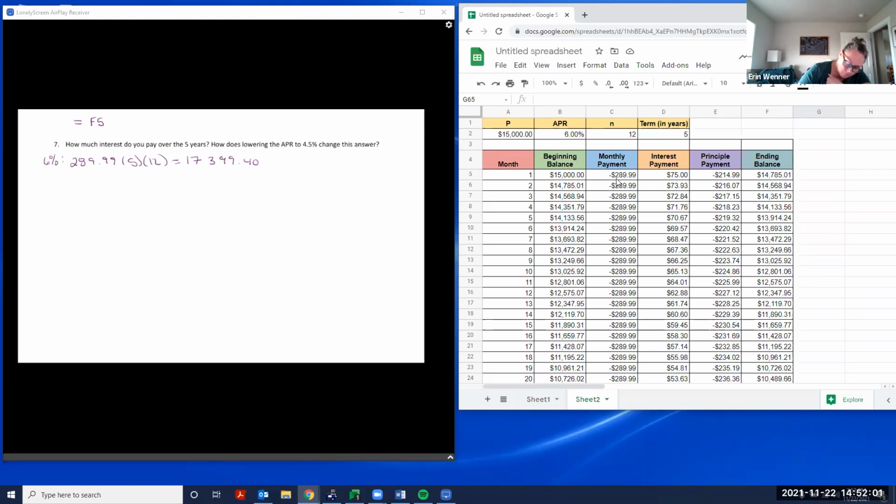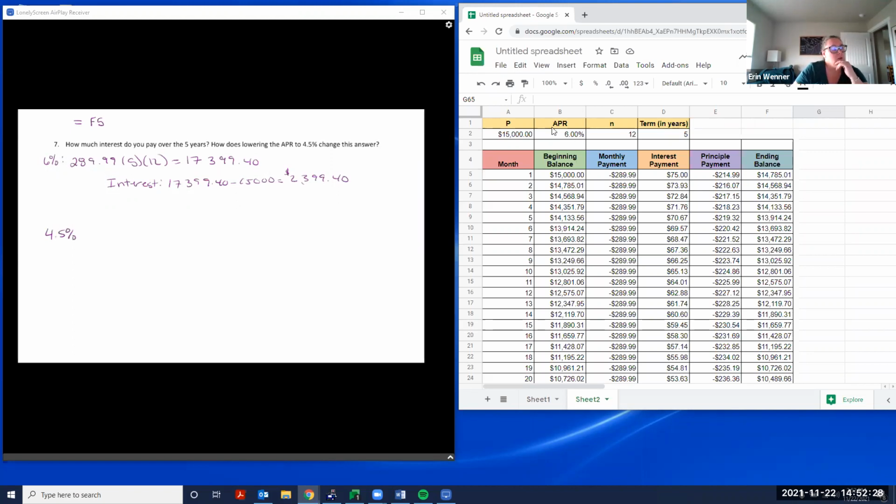And so the interest is $2,399.40, right? So the question says, how does lowering the APR to 4.5% change this answer?